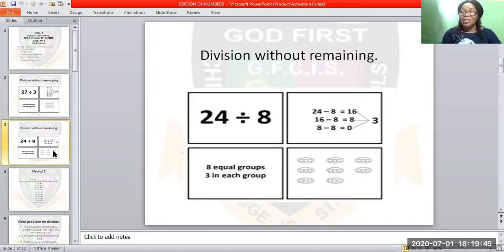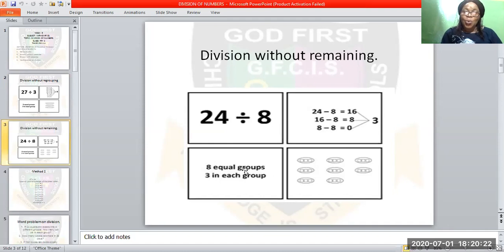Division without remainder. We are still working on division without remainder. And as it goes, we say 24 divided by 8. How did we arrive at that? 24 minus 8 is 16. 16 minus 8 is 8. 8 minus 8 will give us 0. Therefore, how many 8s are there? 1, 2, 3. 3 8s. You get 3 8s from 24. And that is why we have our answer over there.